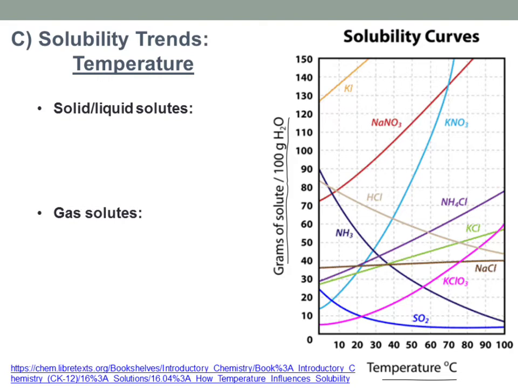If we take a look at something like sodium nitrate here, you'll notice that as you heat up the temperature, you also increase the solubility. Same thing with potassium iodide. As you increase the temperature, you increase the solubility. And same thing, in fact, for all of these things that have an upward trend with temperature, all of these things are solids. So these are all examples of solids.